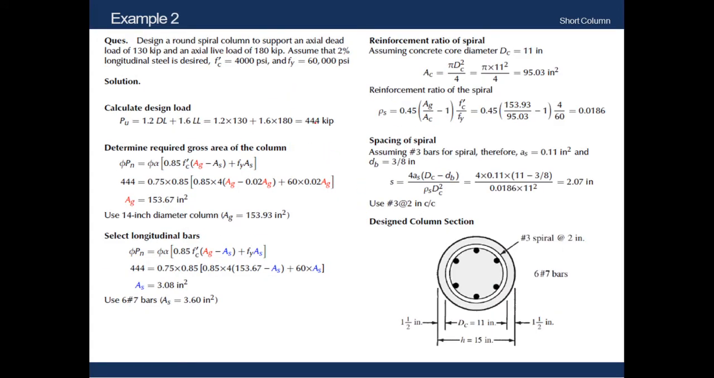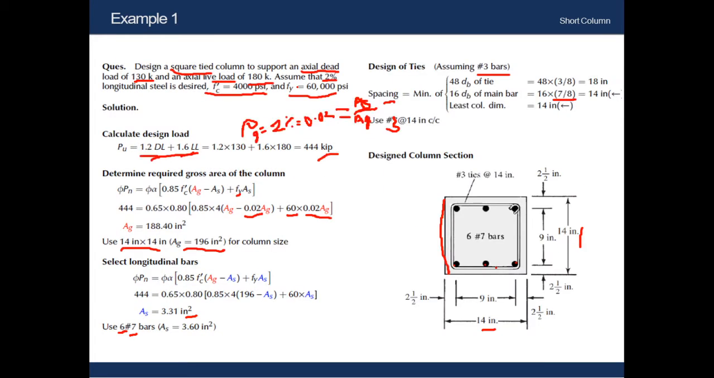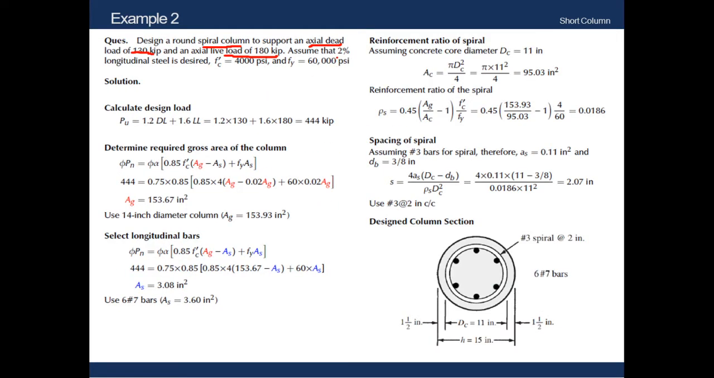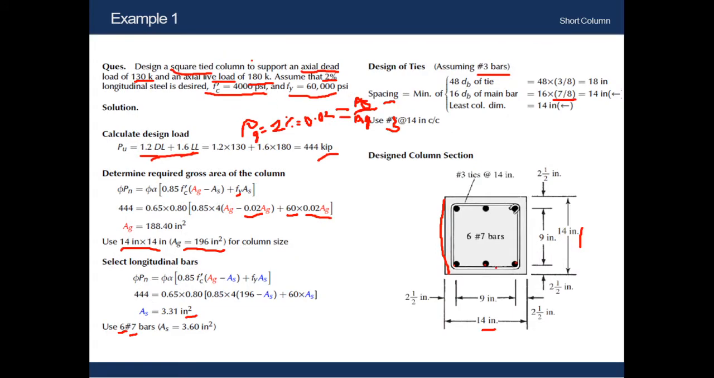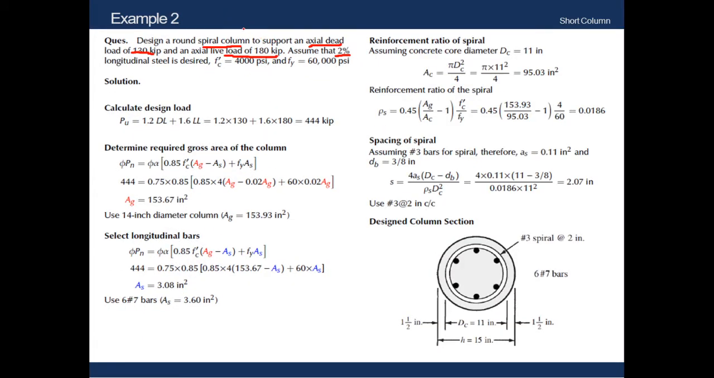In this second example, we are asked to design a spiral column. Spiral column means circular column, which can support a dead load of 130 kip and a live load of 180 kip. And similarly, like the previous one, the longitudinal reinforcement ratio is given as 2%, so rho g will be 2%, fc prime will be 4000, which means 4 ksi, and fy will be 60 ksi. We have to design exactly this for the same question, but this time for a spiral column.